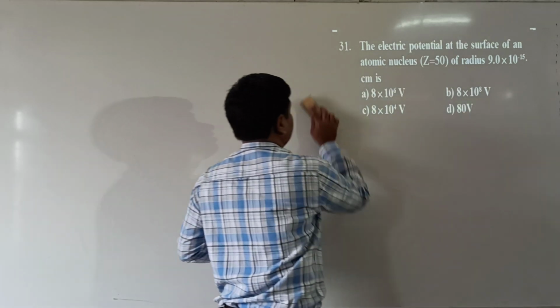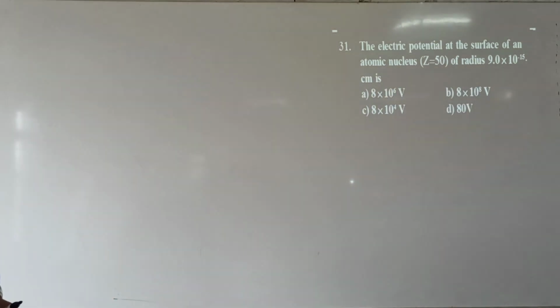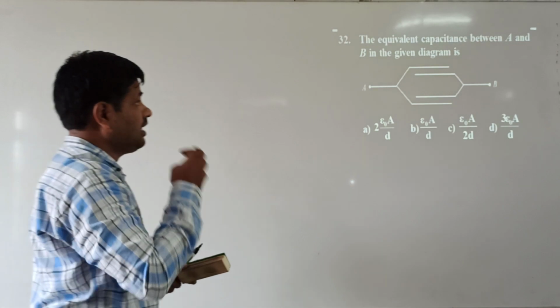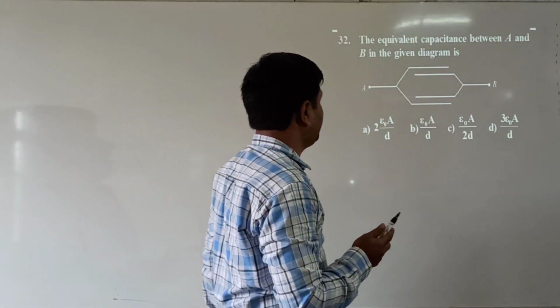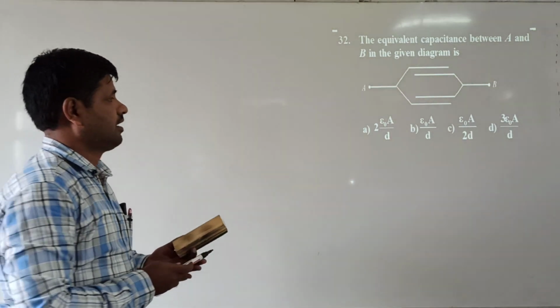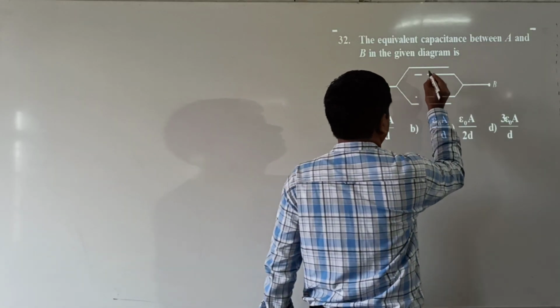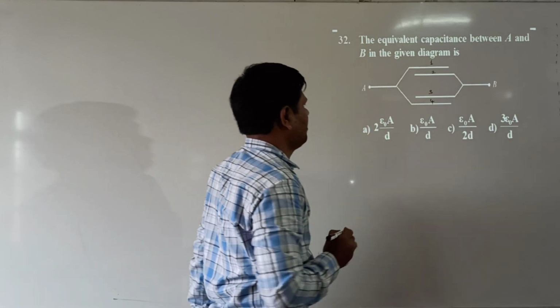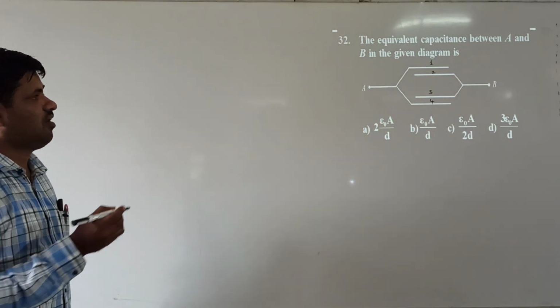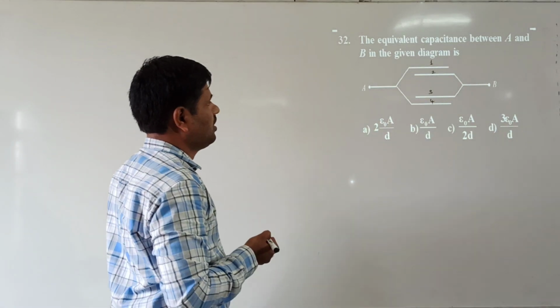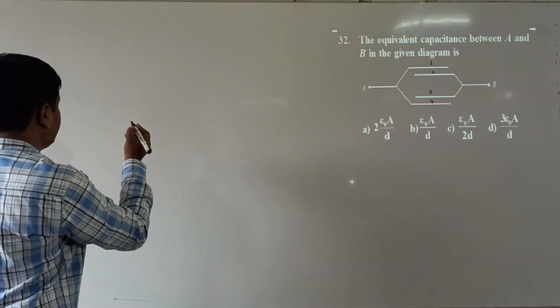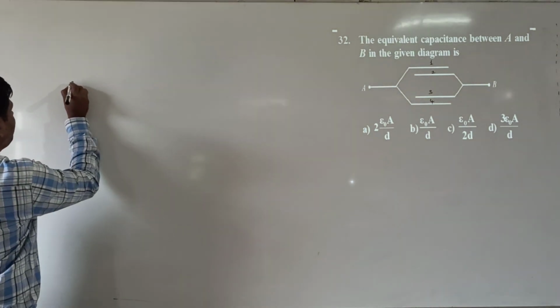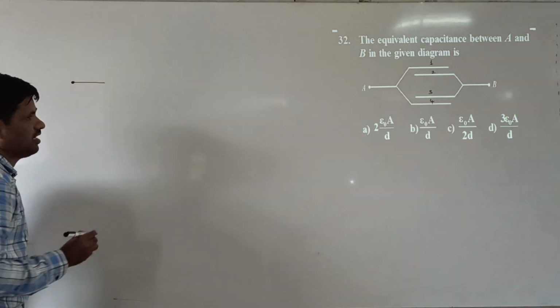Next we go to question number 32. The equivalent capacitance between A and B in the given diagram. Now listen here, there are plates 1, 2, 3, 4. In between plates 1 and 2 it forms one capacitor, and in between 3 and 4 it forms another capacitor. We are redrawing the circuit diagram.